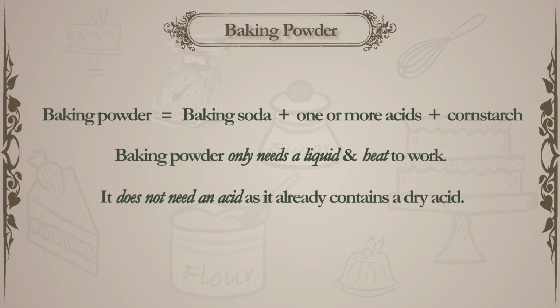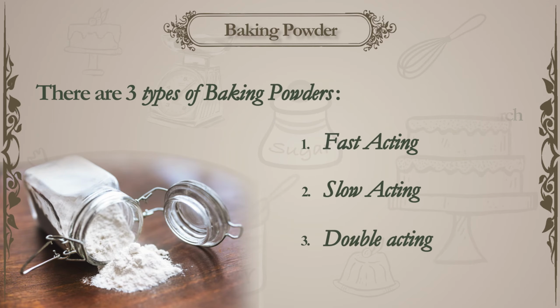Baking powder is made of baking soda, one or more acids, and cornstarch. Baking powder only needs a liquid and heat to react. It does not need an acid as it already contains a dry acid. There are three types of baking powders: fast acting, slow acting, and double acting.